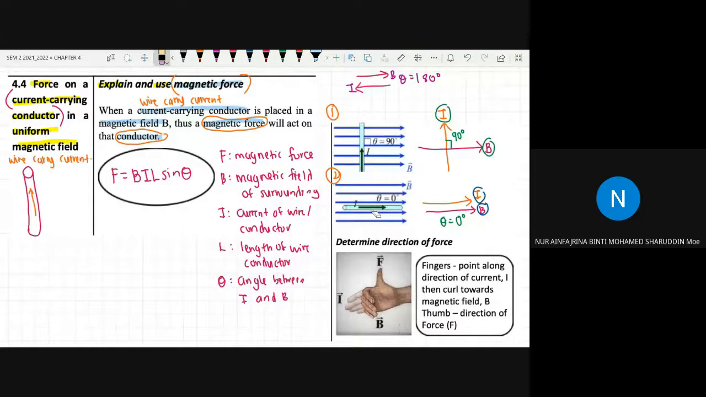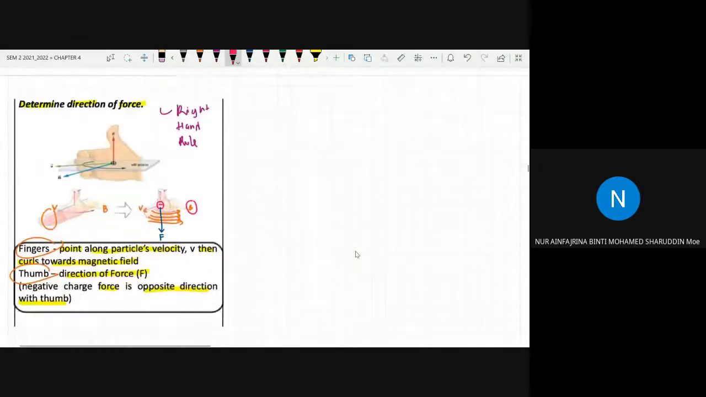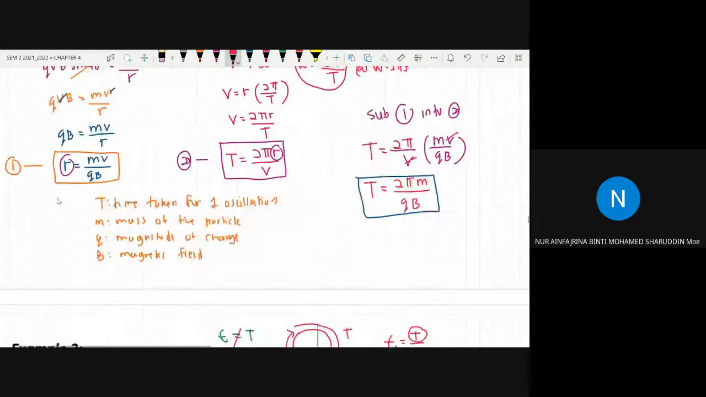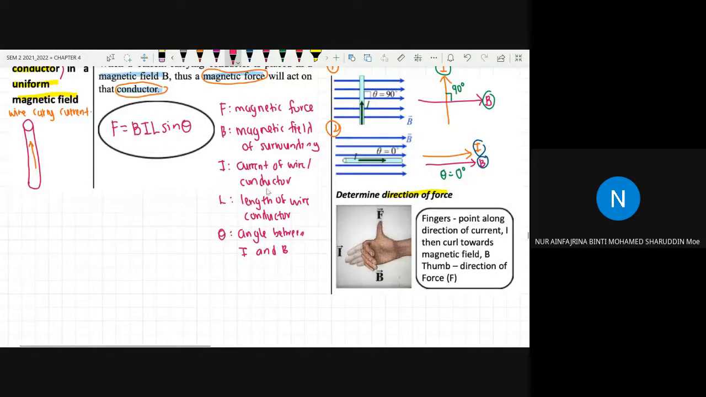Okay, so macam mana kita nak determine direction of force dia? So, how are we going to determine direction of force? Awak tahu untuk charge particle, kita tahu kalau nak determine direction of force, thumb kita will always be direction of force, dan fingers ini akan jadi direction of V dan kita akan curl dia towards magnetic field. Tetapi untuk current carrying conductor, sama juga, sebiji. Cuma bezanya, awak punya thumb adalah direction of force.